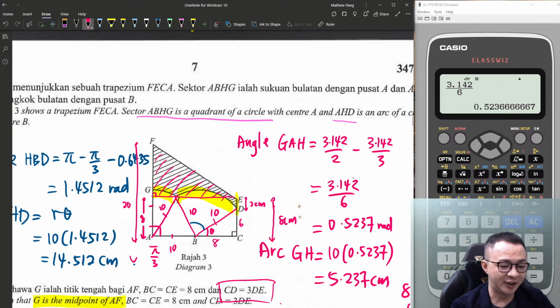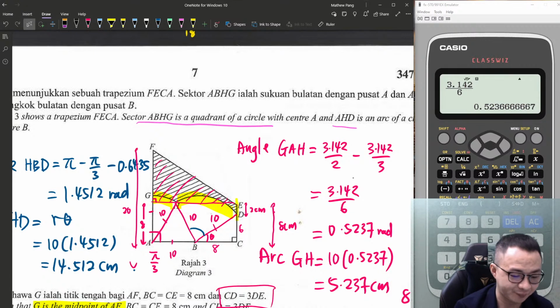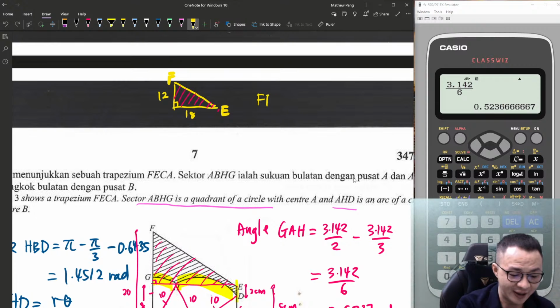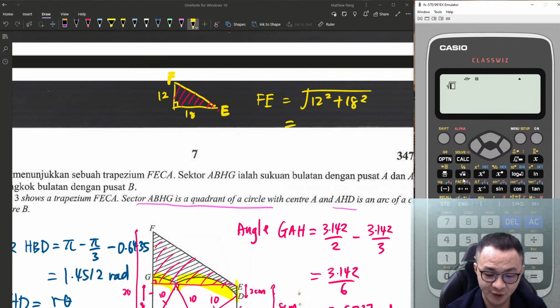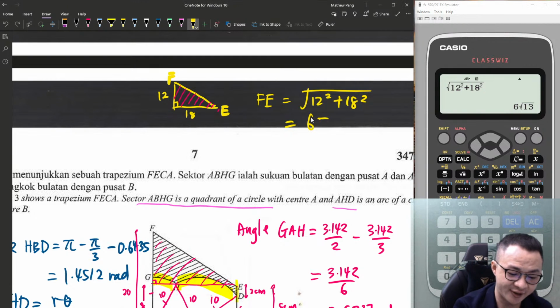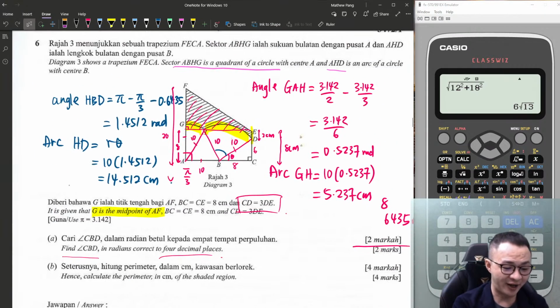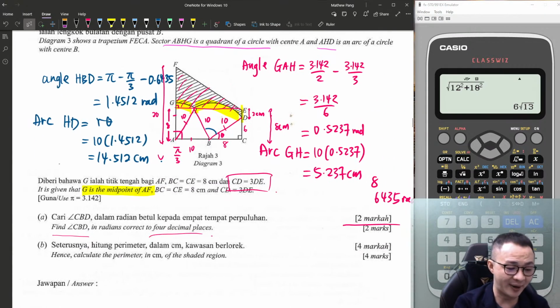They want to find the perimeter. So this is F to E. Therefore, for my FE, I can do Pythagoras: square root of 12 squared plus 18 squared. So it's root 613. Now I can find the perimeter already since I have everything.